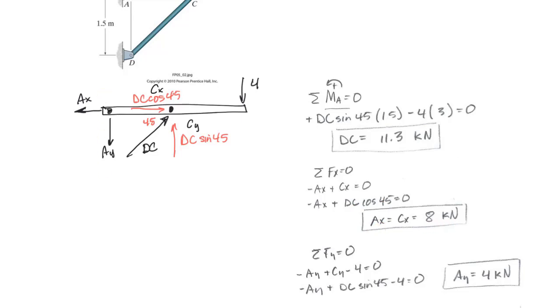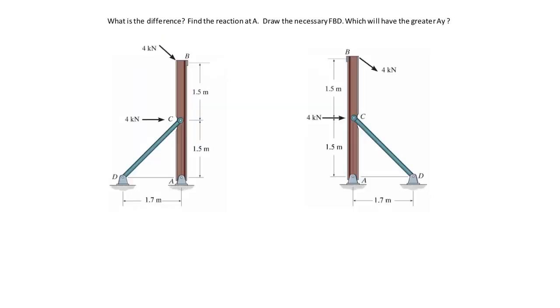And if I sum the forces in the y, I assumed AY is going negative, so that is negative in my equation. DC, I've assumed this is going in the positive direction, so DC sine 45 going positive. And I still have that negative 4 going down, and I can solve that for AY is equal to 4. Anyway, so there's your introduction on two force members, let's see where we're at.